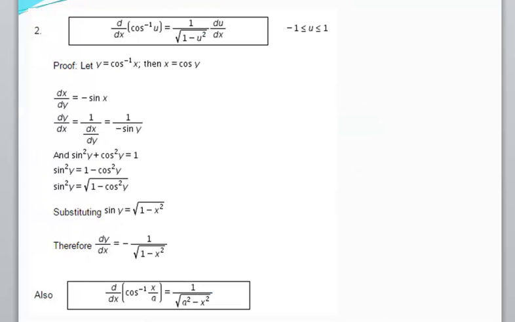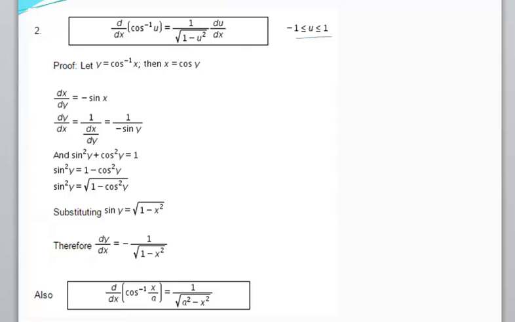Moving on in our proofs, we end up with our second proof. The differential of inverse cosine of u is negative 1 over the square root of 1 minus u squared, times du on dx, again with u between -1 and 1. We go through our proof as before. y is equal to inverse cosine of x, so x is equal to cosine of y. We differentiate x with respect to y and get negative sine of y, and then we invert to find dy on dx, which is 1 over negative sine of y.